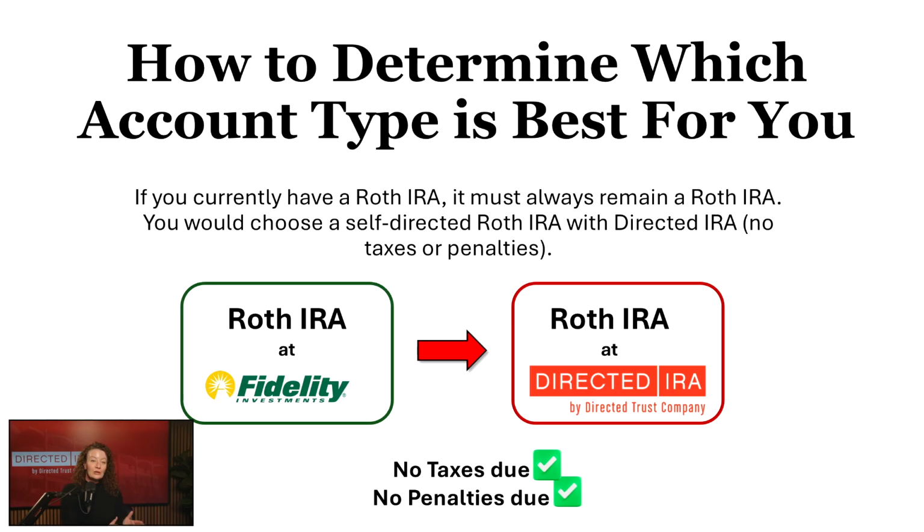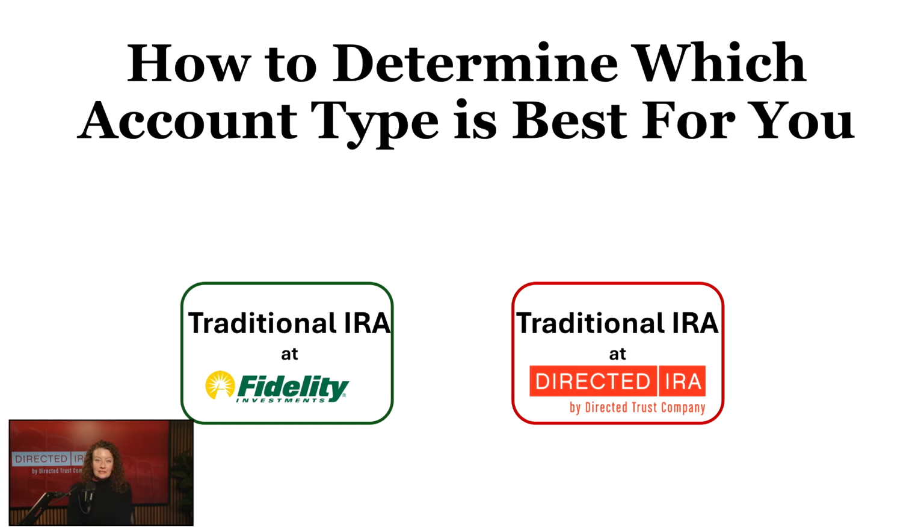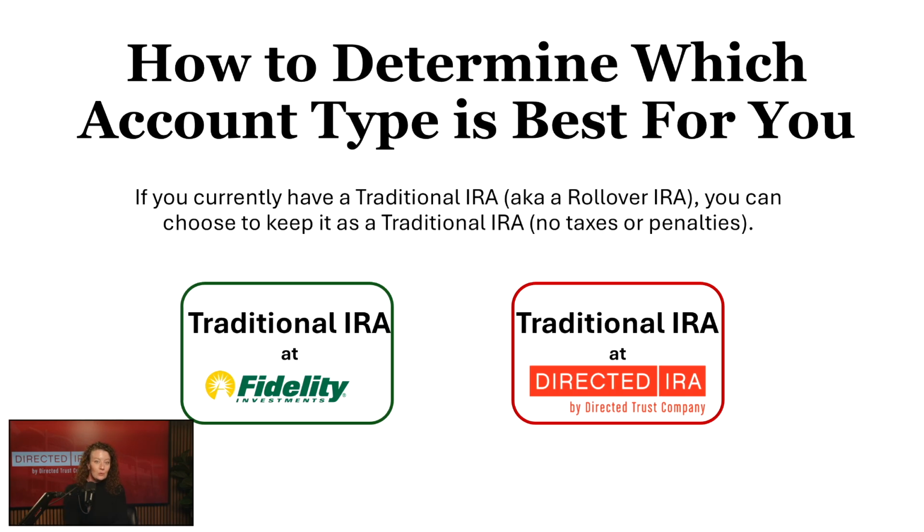So if you aren't looking to establish a brand new type of account, you can simply open a Roth IRA with us and move over the Roth IRA that you had at Fidelity. Very easy to move. There's no taxes or penalties. Similar situation when it comes to your traditional IRA. If you've got a traditional IRA at Fidelity right now, or a rollover IRA, remember those are one and the same. Either of those can be moved into a traditional IRA here with us.